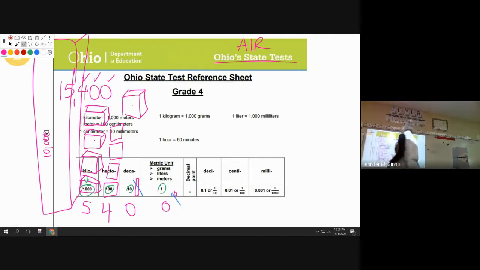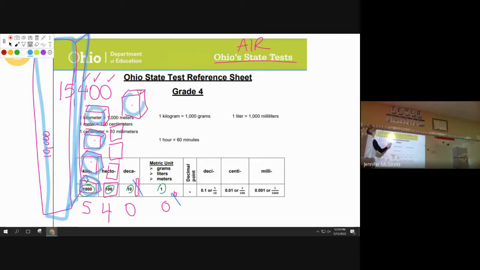Yes. Either way, this is what your model should look like. You should have a 10,000, 1, 2, 3, 4, 5,000s, 400s. And that gets you your number 15,400, which we would never say that. We would say 15,400. And that is what we talked about yesterday.